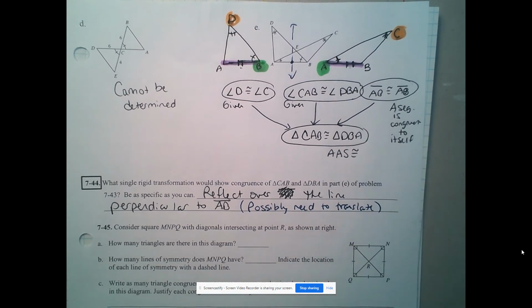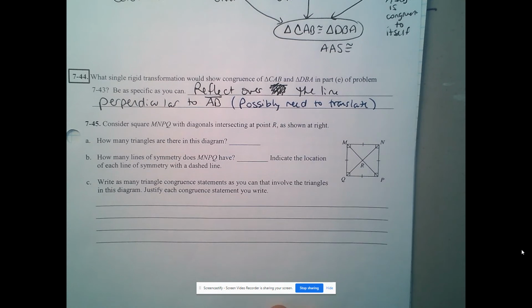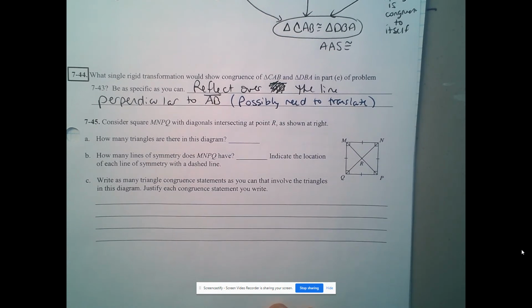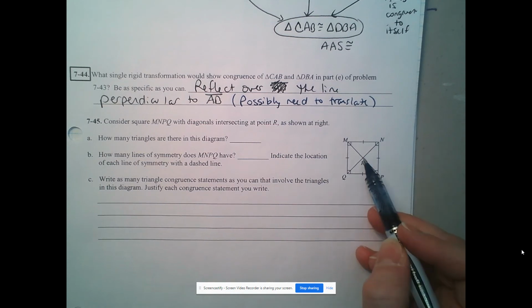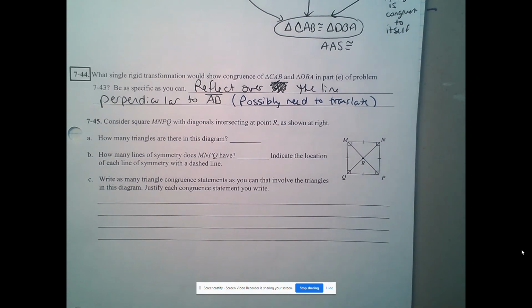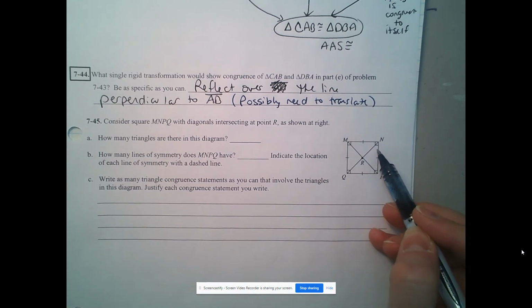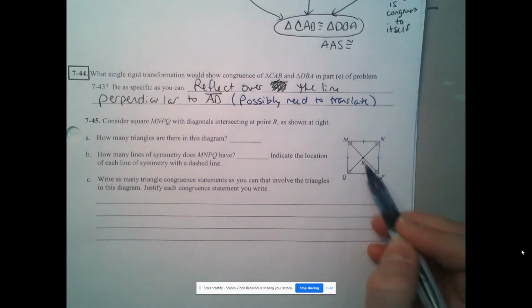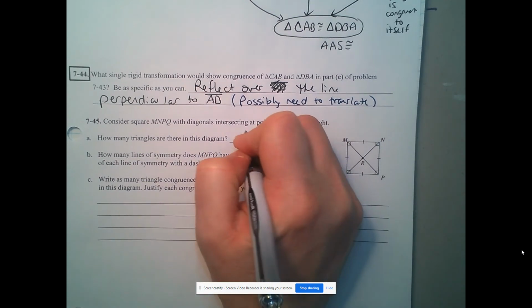All right, 745. Consider the square MNPQ with diagonals intersecting at point R as shown at the right. So we've got a square. They connected M to P, N to Q, and they intersect right at the center at point R. How many triangles are in this diagram? So we've got sort of an upper half and a lower half using NQ. We've got an upper half and a lower half using MP. And then we've also got the 4 smaller triangles. So there's actually a total of 8 triangles.